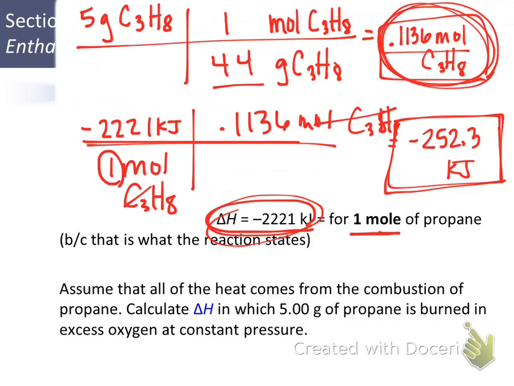If there was a different coefficient on propane, you would have to say per 2 moles or per 3 moles. But since it was a 1, then we just keep it. So those propane moles we multiply on top. Exactly. The whole reaction was propane burning in oxygen, and it makes carbon dioxide and water. Okay, any other questions? Okay.